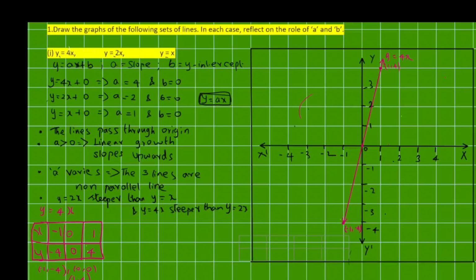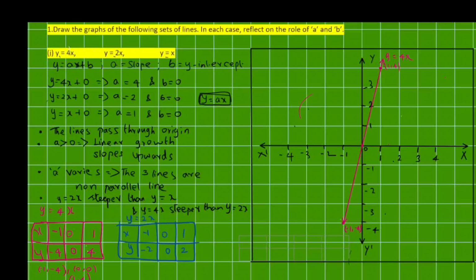What is our next line? Y is equal to 2x. The same way, find the three coordinate points. X, y: x is -1, y is -2; x is 0, y is 0; x is +1, y is +2.